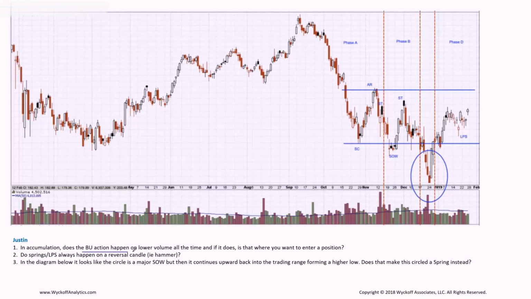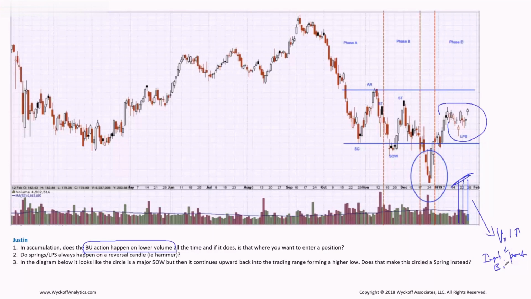So backing up action, does it always happen on low volume? No, it doesn't have to be on low volume. The volume could increase. Imagine the volume signature like this, right in this area here. What would it mean? How would you interpret this? Well, we would be thinking that with the volume increase, there is a lot of institutional participation, a lot of exchange of shares.